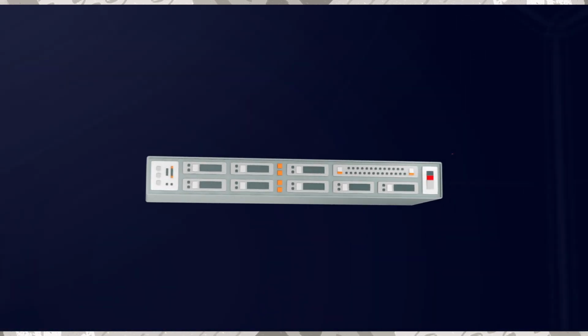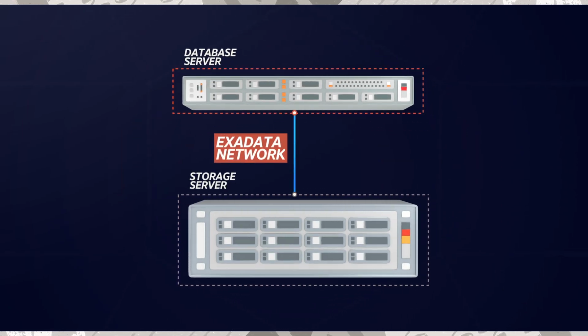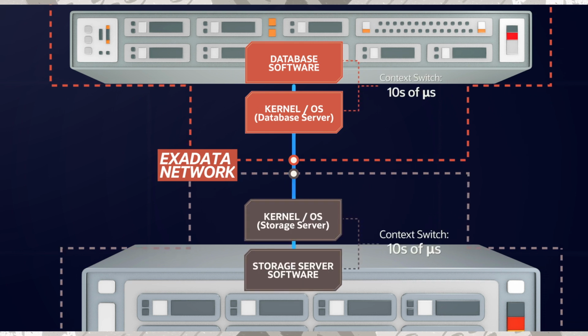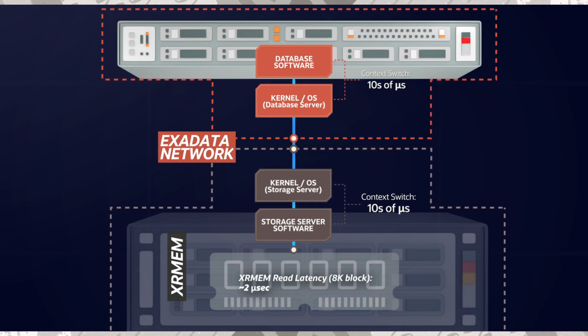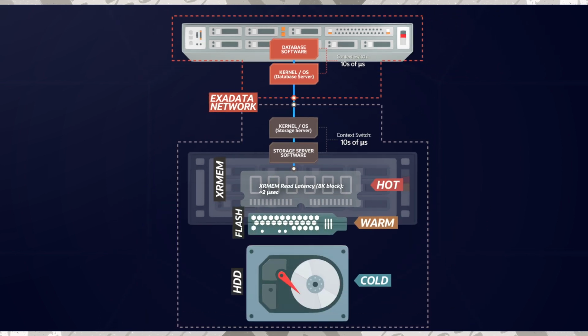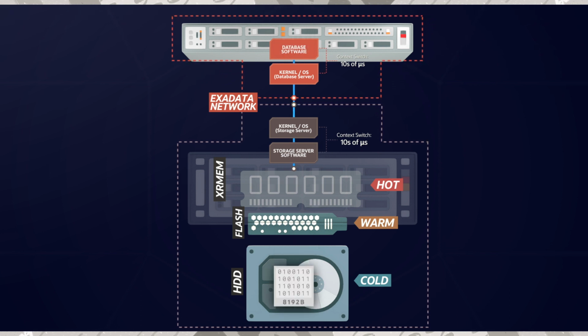Oracle Database software normally accesses storage over the internal network, using layers of code running in database servers and storage servers, but these layers slow the response time. Exadata intelligently caches warm data in flash, and the hottest data is cached into Exadata RDMA memory, based on deep integration with Oracle Database caching. This increases the effective capacity of XRMEM by an order of magnitude through intelligent caching of Oracle Database blocks.